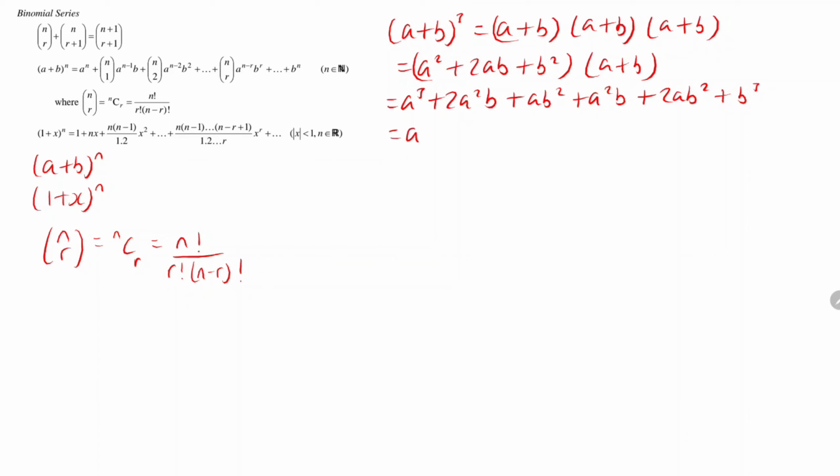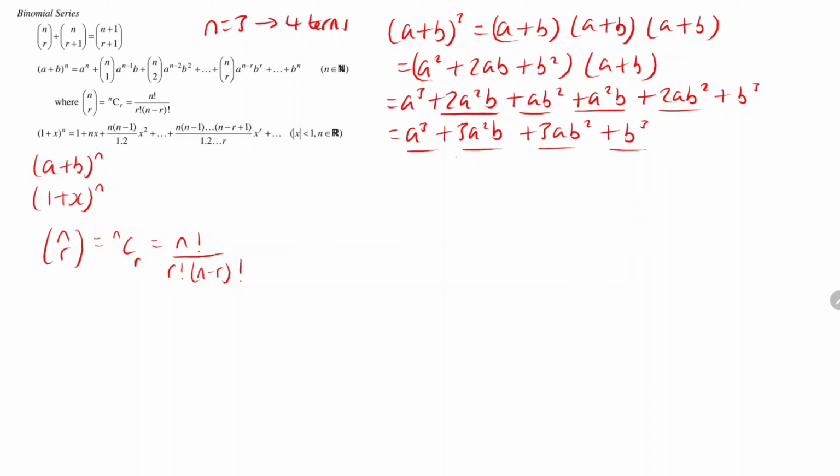We're then going to collect together the like terms. The second term and the fourth term are both a squared b, which gives us 3a squared b, and the third term and the fifth term are both in terms of ab squared, which gives us plus 3ab squared. The last term is b cubed. You'll notice there's 4 terms. So if we raise something to the power of 3, that means we have 4 terms altogether.